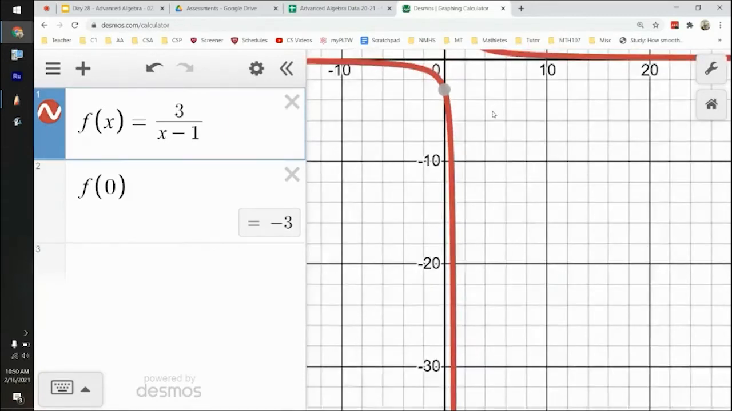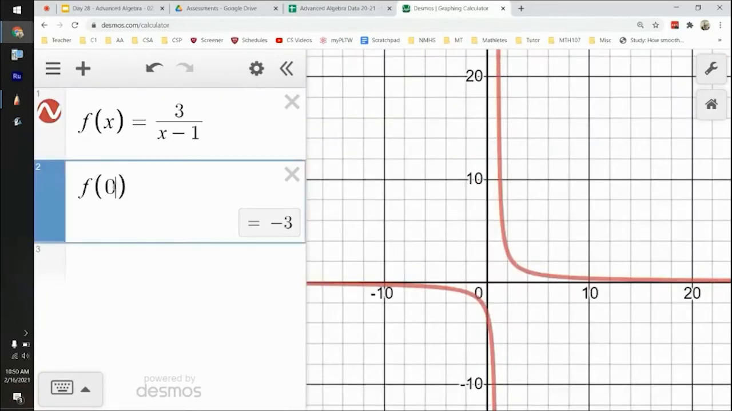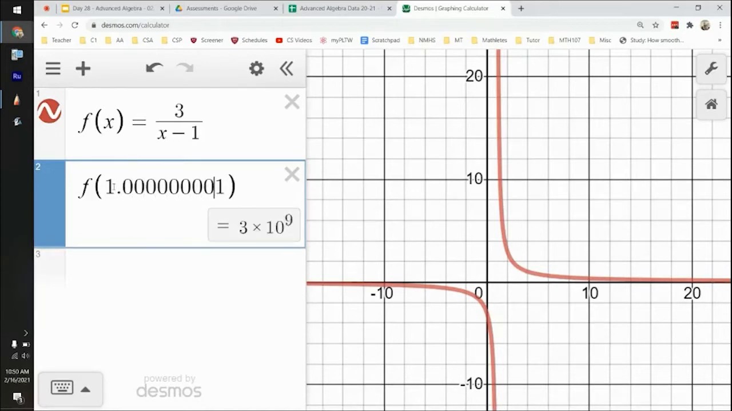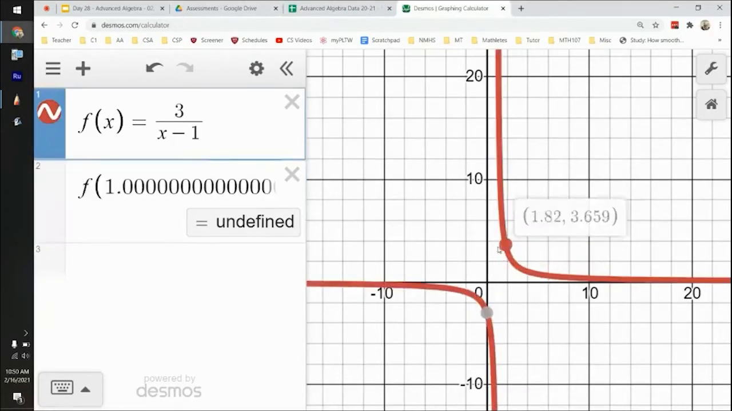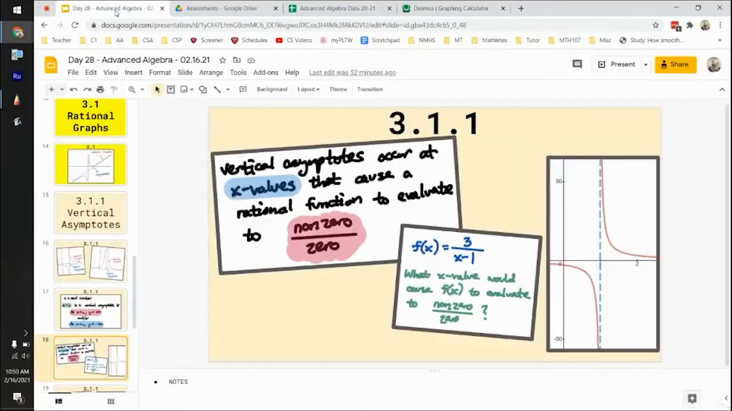Okay, what if I was going the other way now? What about 1.1? I'm going to put a bunch of zeros in here. So it's getting infinitesimally closer to 1, but never actually reaching it. If you notice, I'm going to positive infinity this time. So I overload the memory of Desmos. So this is going up this way. If you notice, it's going up to infinity if I get closer to 1 on the other side. So that's what vertical asymptotes are basically all about.